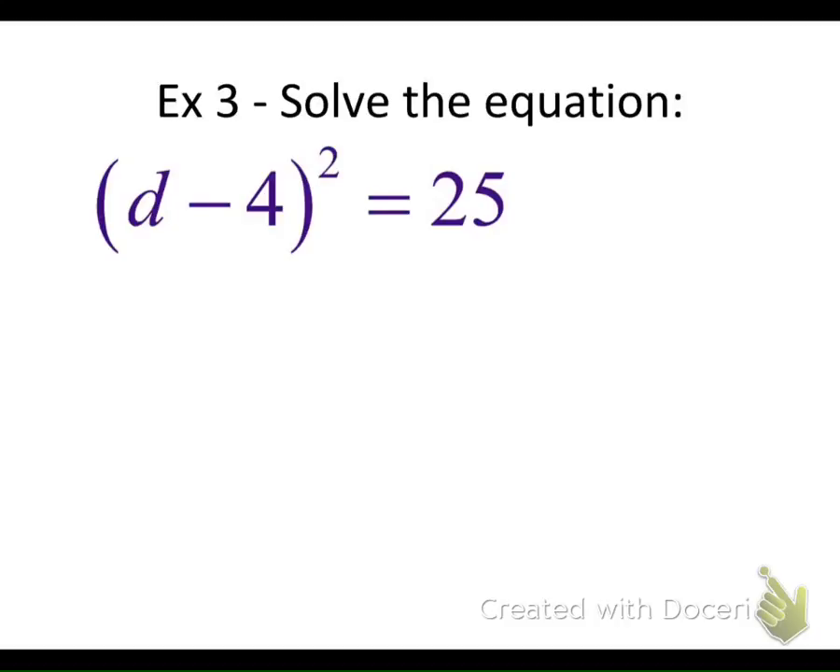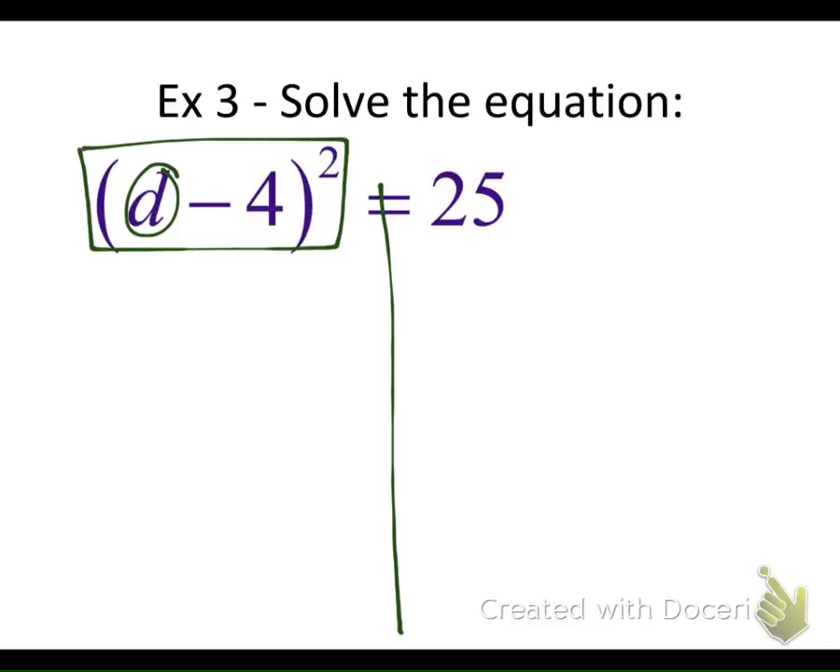So, in parentheses, d minus 4 squared equals 25. Now, for this particular problem, what's all being squared? The whole thing in the parentheses. So I'm going to circle my variable. I'm going to draw my line of equality. Now, when I put a box around what's being squared, what do I have to put a box around? The whole thing, because that square is squaring the whole set of parentheses.